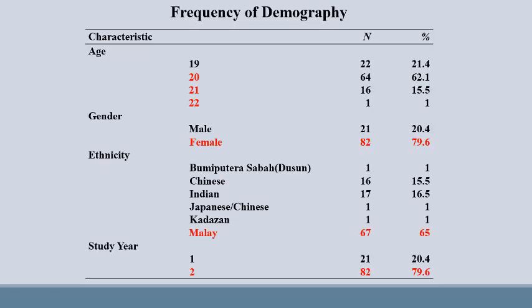According to our research, among the students aged 19, there are 22 respondents, and among the students aged more than 90, there are 81 respondents. In this research, females contributed more, and the Malay were the ones who contributed more. Students of first year were only about 20% of the contributors, and second year was about 80%.